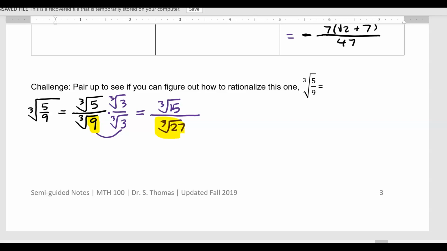Now the cube root of 27 is 3. So we have the cube root of 15 divided by 3. This is the final answer. And this concludes our lesson on multiplying radical expressions and rationalizing.